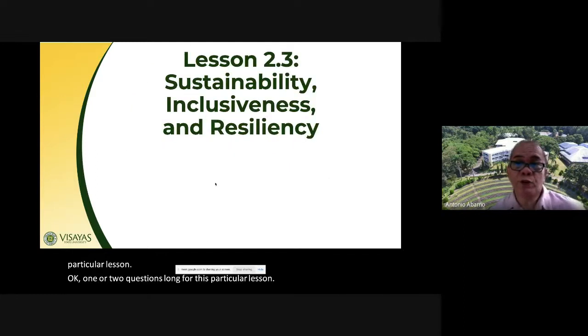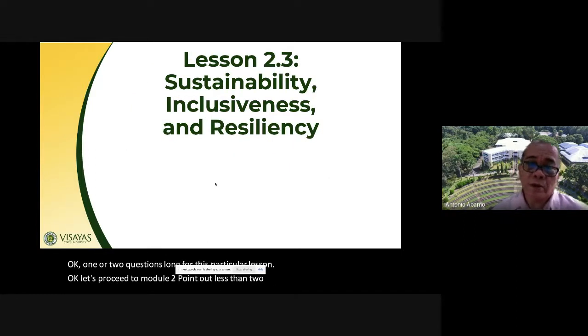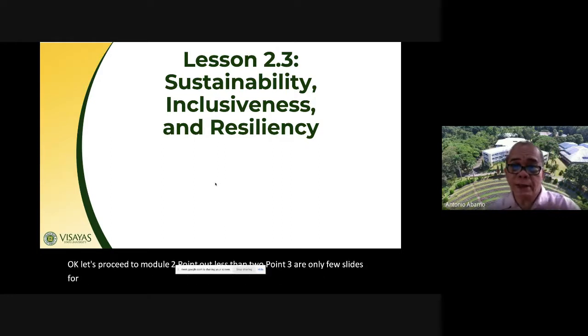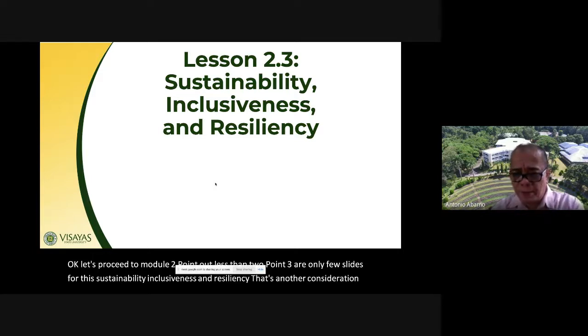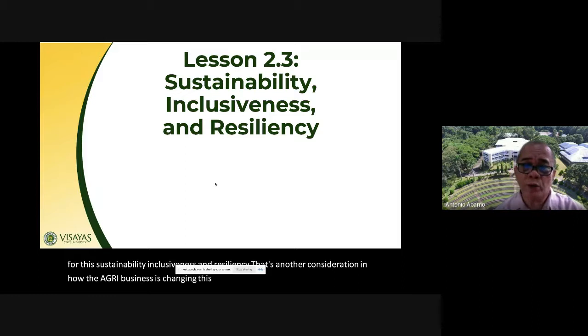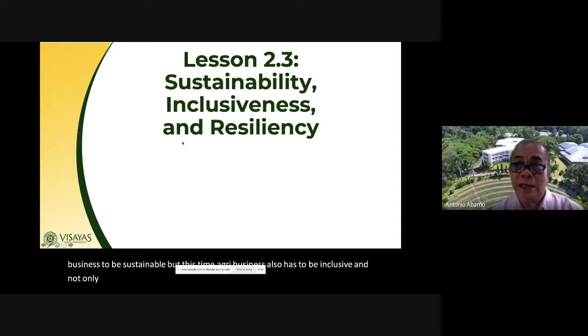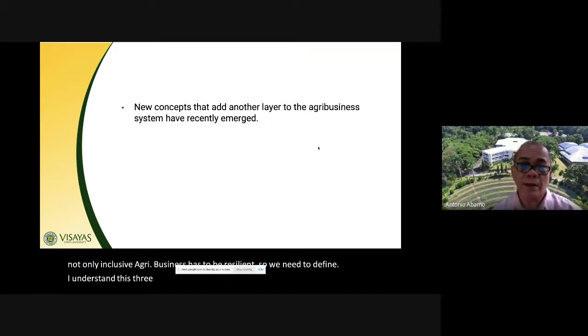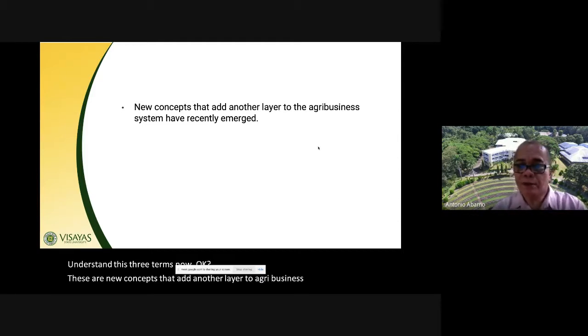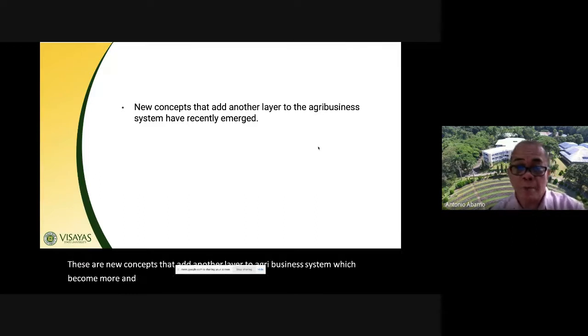Okay. Let's proceed to module 2.0, lesson 2.3. There are only a few slides for this. Sustainability, inclusiveness, and resiliency. That's another consideration in how agribusiness is changing this time. So you are not only looking at agribusiness to be sustainable, but this time agribusiness also has to be inclusive, okay? And not only inclusive, agribusiness has to be resilient. So we need to define and understand these three terms now, okay? These are new concepts that add another layer to the agribusiness system, which becomes more and more complicated in a way.